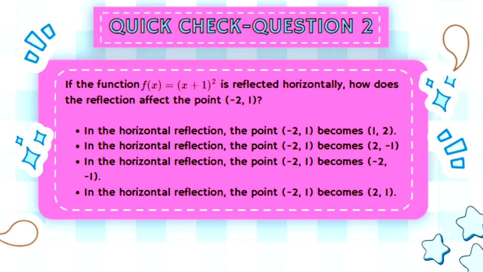Quick check question 2. If the function f of x is equal to x plus 1 squared is reflected horizontally, how does the reflection affect the point negative 2, 1? One of these points is going to change. One is going to stay the same. Find the right answer. Slow down. These quick checks can affect your grade over time.